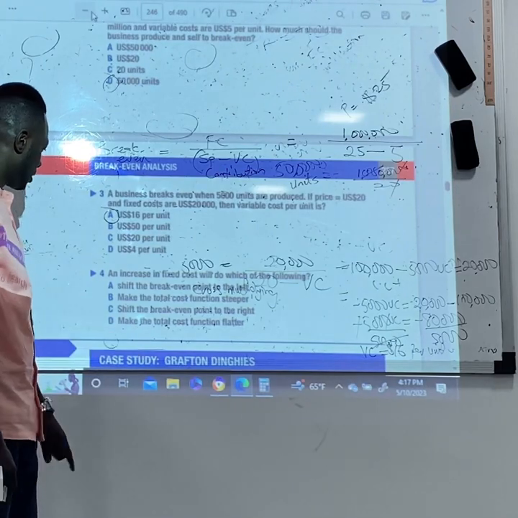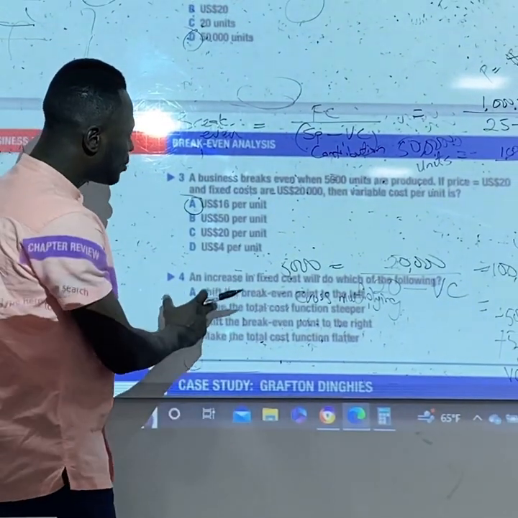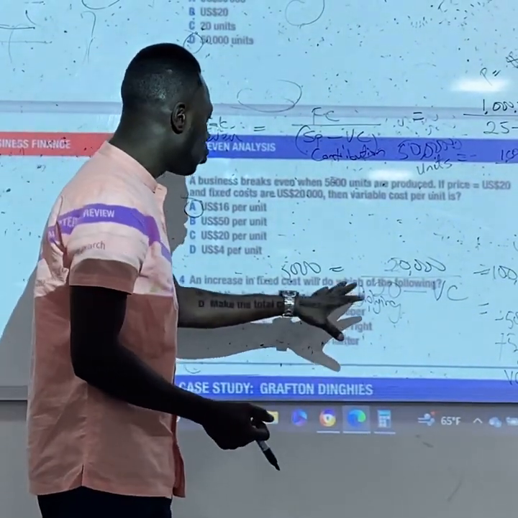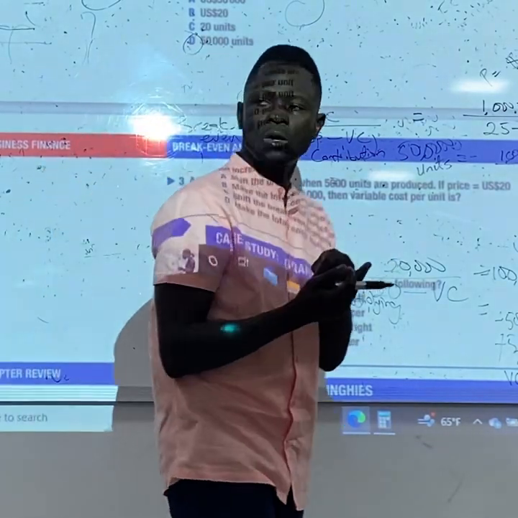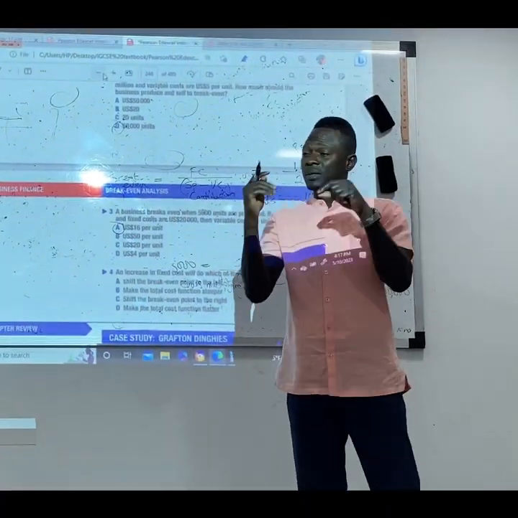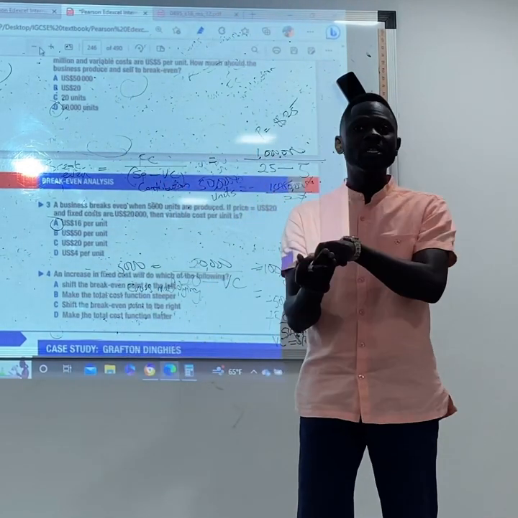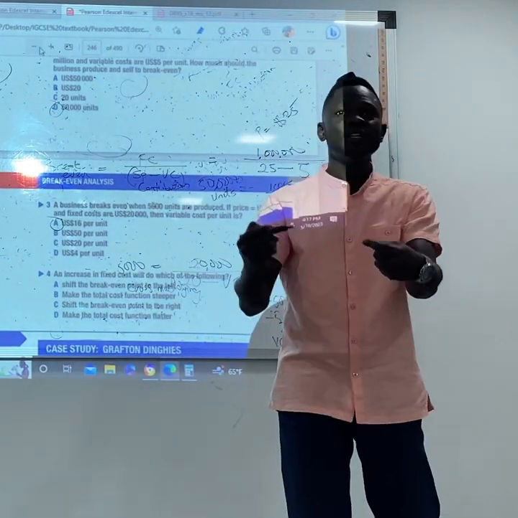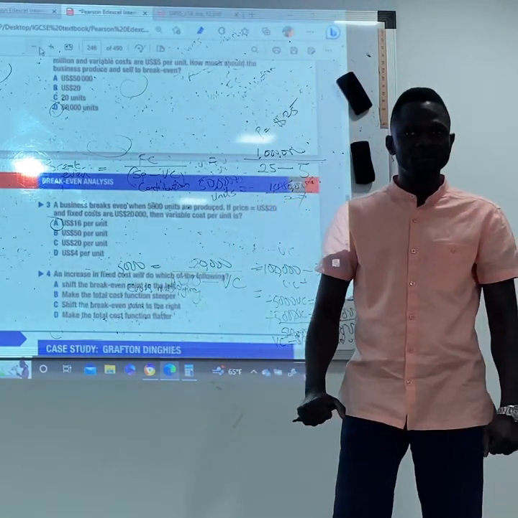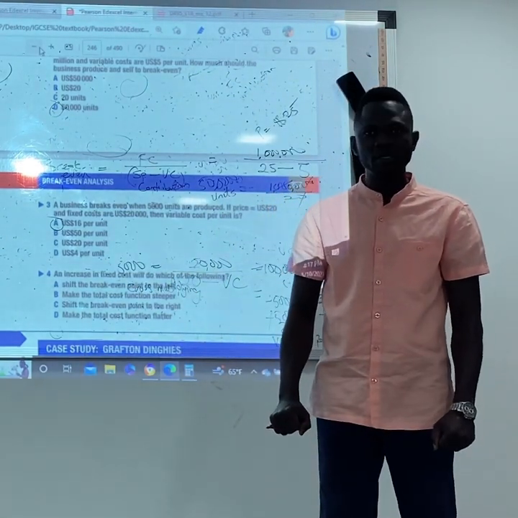And the last question says, an increase in fixed cost will do which of the following? If your fixed cost increases, that means your break-even chart will also shift to the right. Because at that point in time, you have to produce more output to meet up with the break-even. Do you get the point?